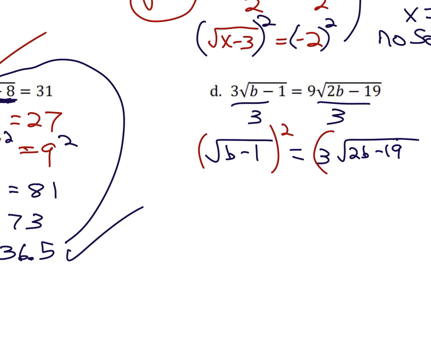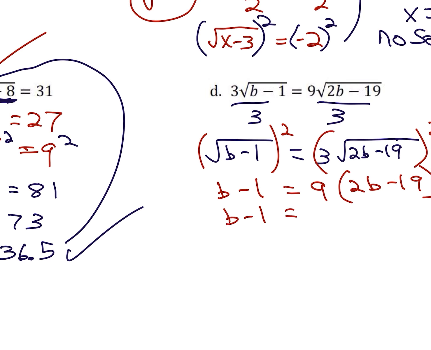So now we're going to square both sides. And when we do that, we're going to get just b minus 1 on the left. And on the right, the 3 is going to be squared because there's really an exponent of 1 there. So we're going to get 3 squared. 3 squared is 9, so it's going to be 9 times the quantity 2b minus 19, because the square root of 2b minus 19 squared is just 2b minus 19.